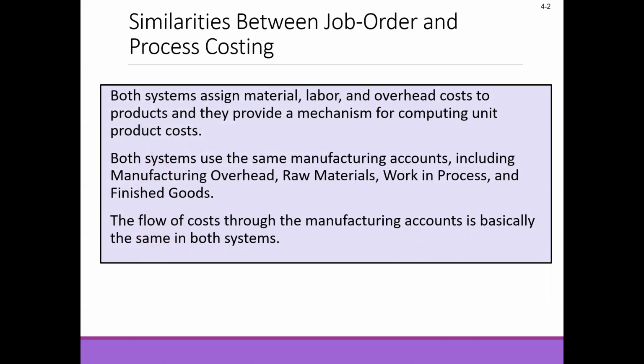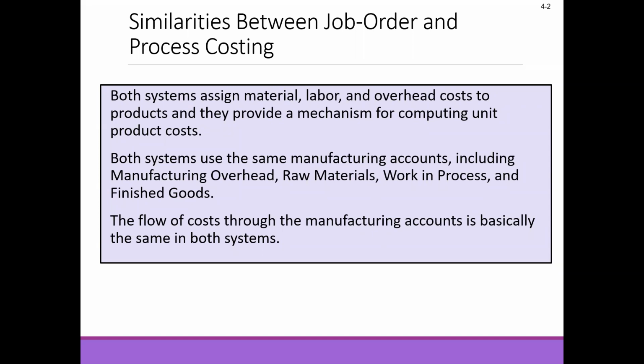We have spent the prior 2 chapters talking about job order costing. Now, in both job order and in process costing, both types of systems, of course, assign the materials, the labor, and the overhead cost to products, and they provide a mechanism for helping to compute unit product costs.